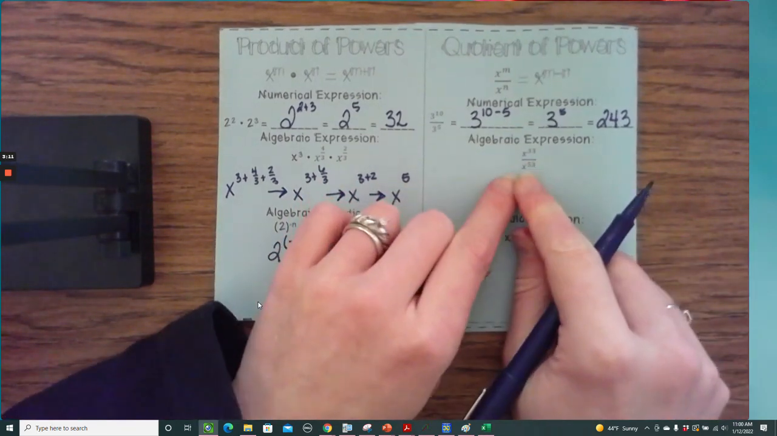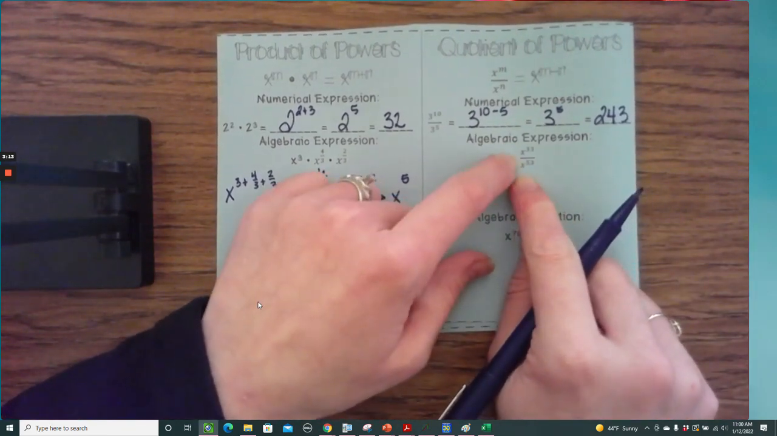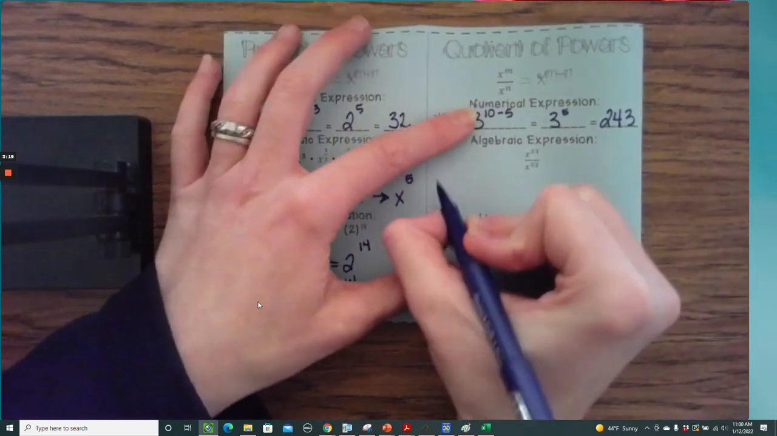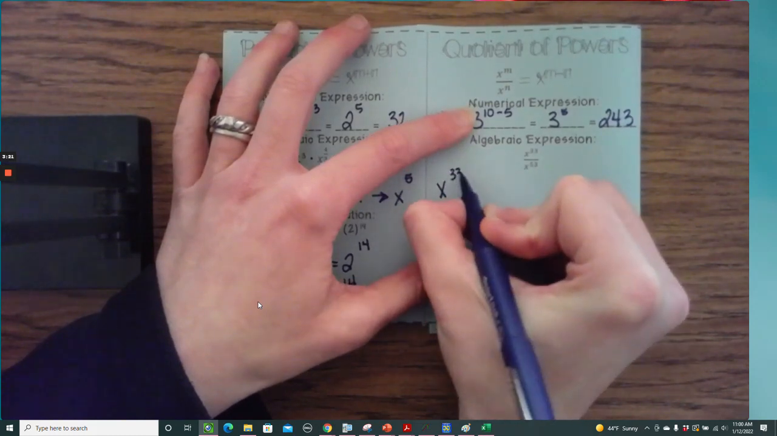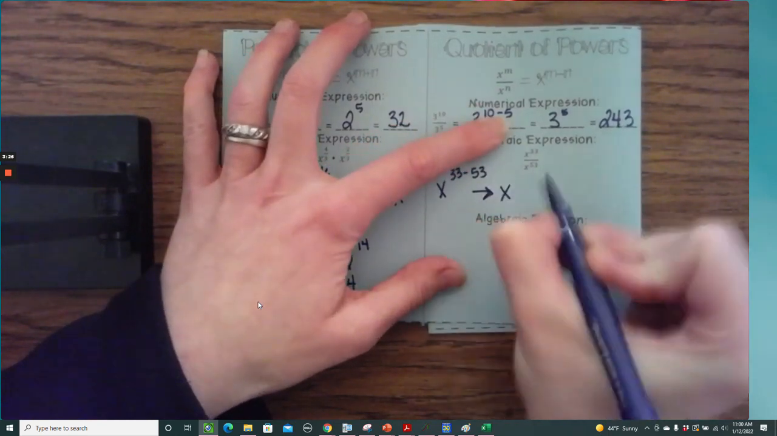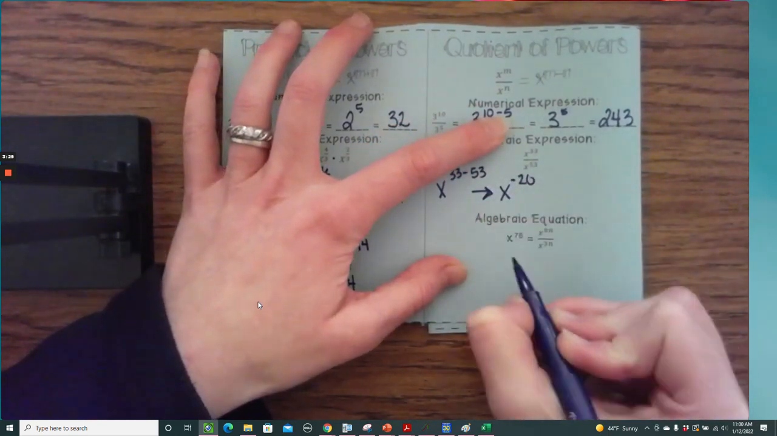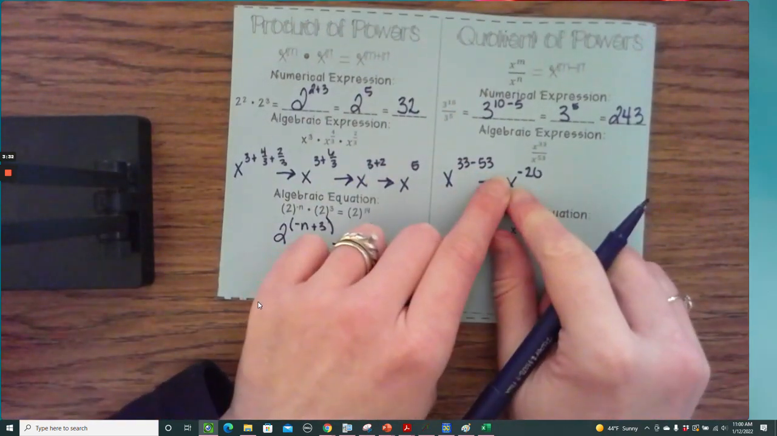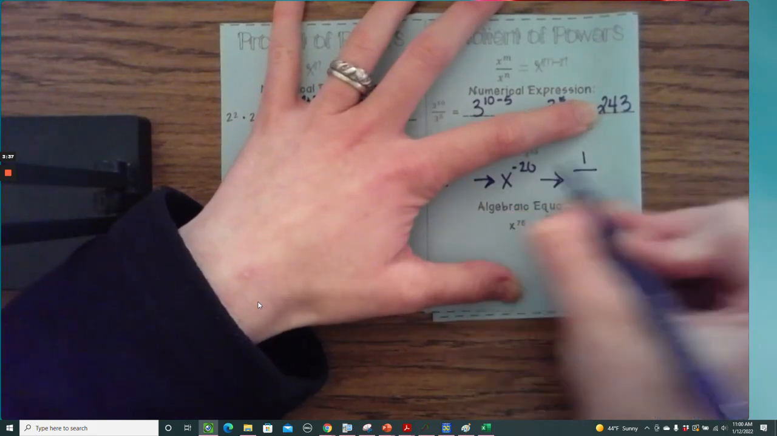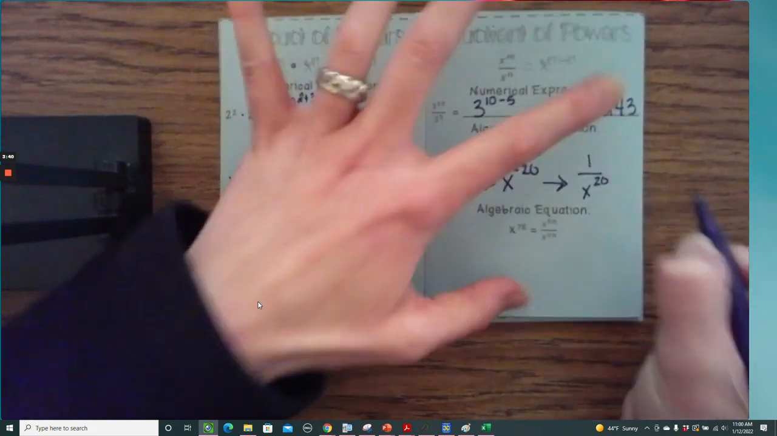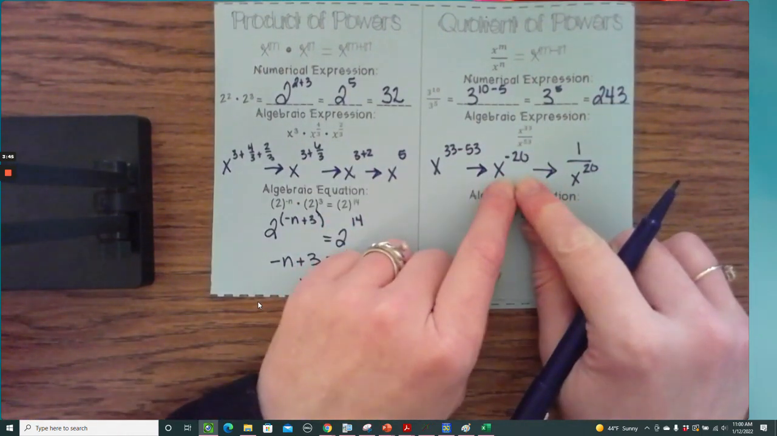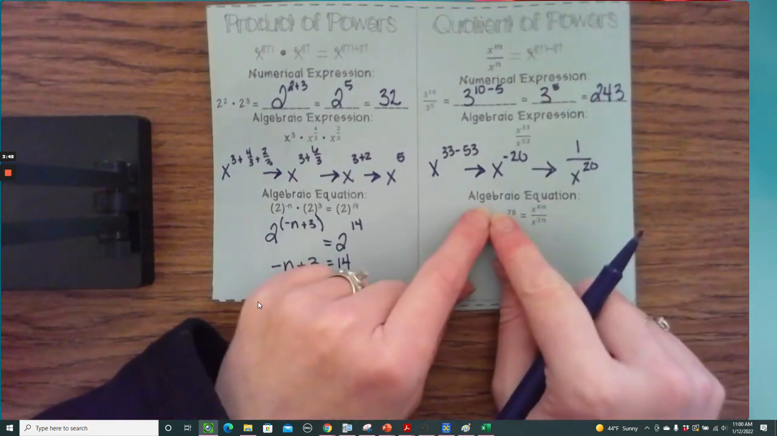All right, algebraically. Again, I know my bases are the same because they're both x. So x to the 33rd over x to the 53rd is the same as x to the 33rd minus 53. So 33 minus 53 is a negative 20. And anytime that we have a negative exponent, this is the same as putting x to the 20th, changing it to a positive exponent, and putting it under 1, or dividing 1 by this.